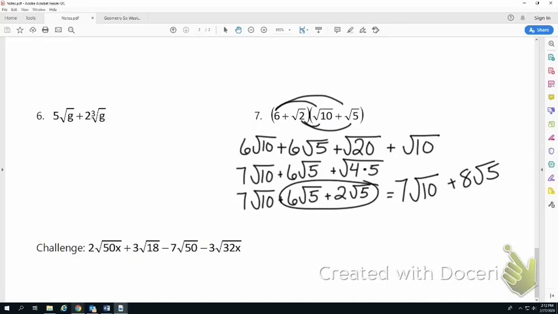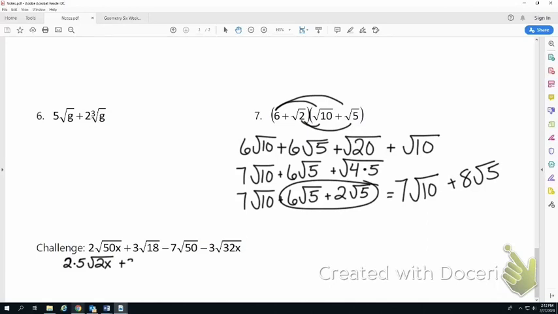What is the largest perfect square I can divide 50 by? 25. What is the square root of 25? 5. So I bring a 5 out. Okay? And you could even take it to that step, but I'm going to go ahead and write 2 times 5. What is 50 divided by 25? 2. And then I still have that x in there.